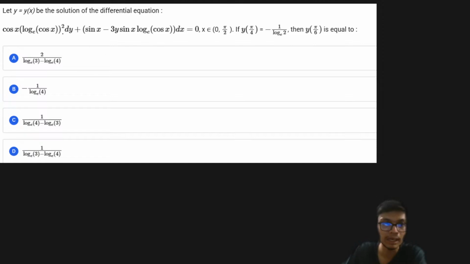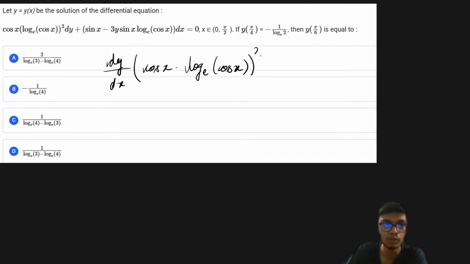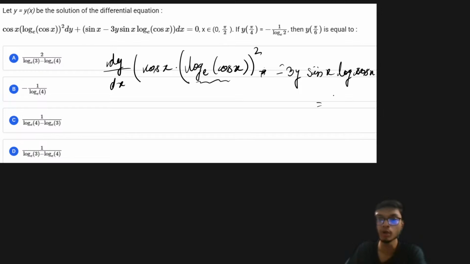So what I'm going to do over here is club the dy and dx terms together. So this dy by dx is multiplied with cos x into (natural log of cos x) whole square, right? And plus, I'm taking the term on this particular side because it is the only term with a function of x without any multiplication by a function of y, so I will keep 3y times sin x into log of cos x. Now don't be afraid to look at this particular expression. It is just given for the sake of simplicity only. Okay, it is equal to minus sin x, right?